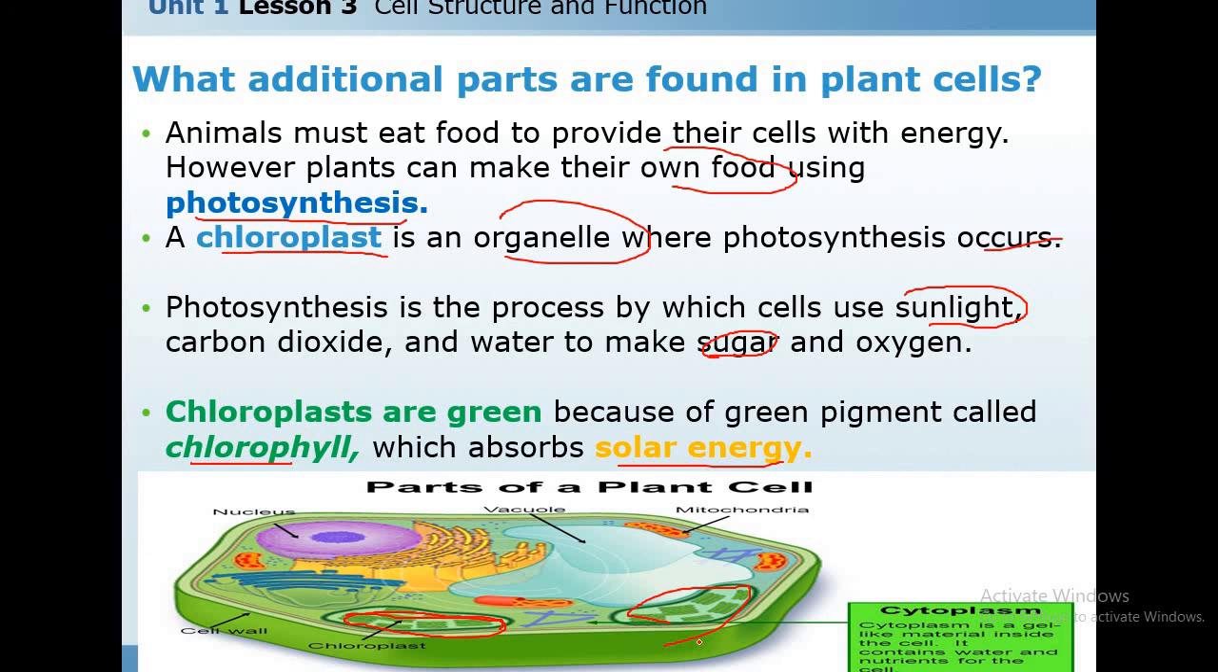Photosynthesis must happen in the presence of sunlight. Why? For the chloroplast to absorb it, and also take carbon dioxide and water to give us sugar and oxygen. Sugar is the food for plants, while oxygen is what you inhale. That's it.